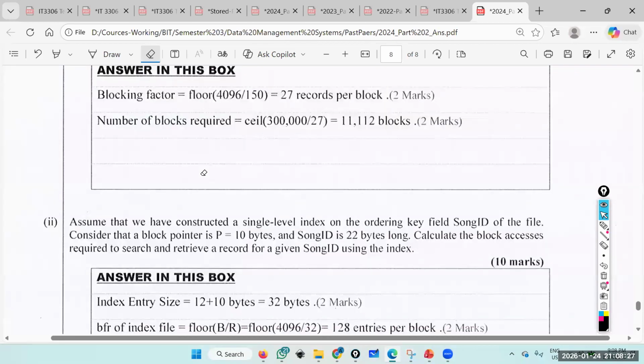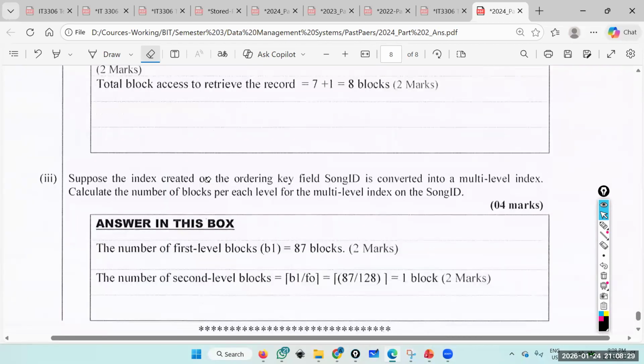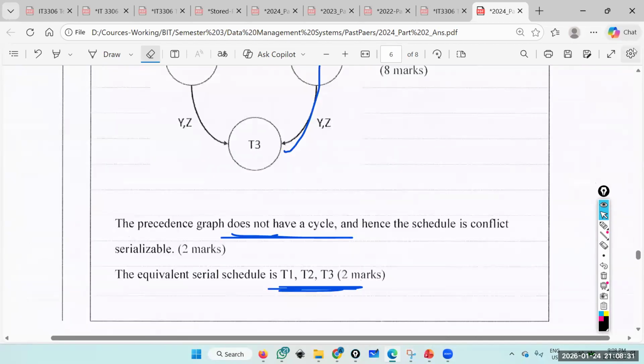Right, so that's it for that year. Yeah, that's it. So what about 2023?